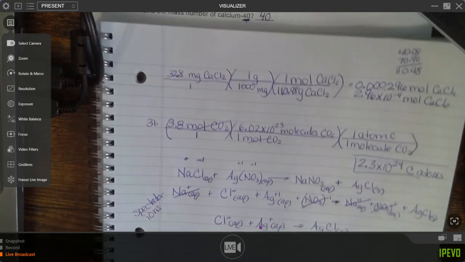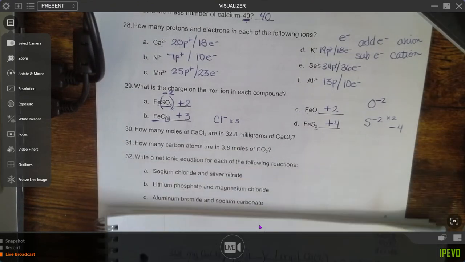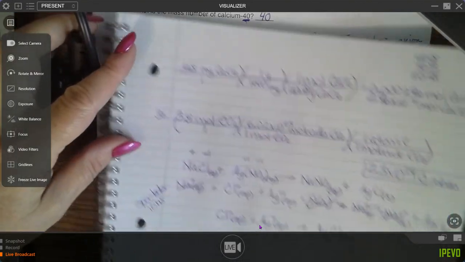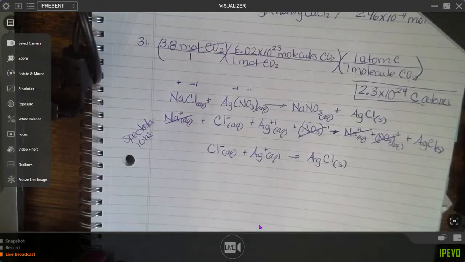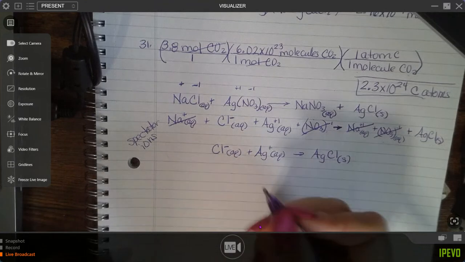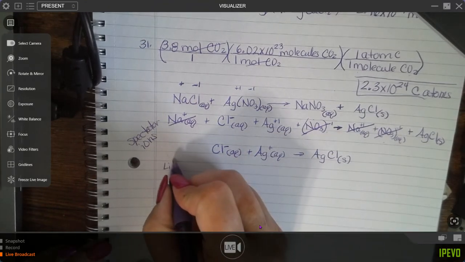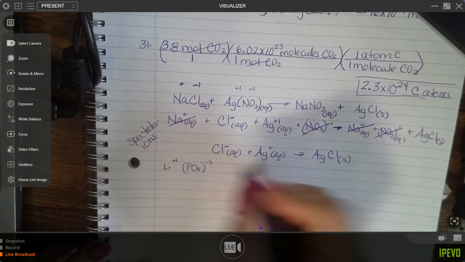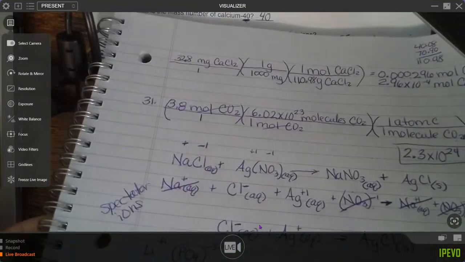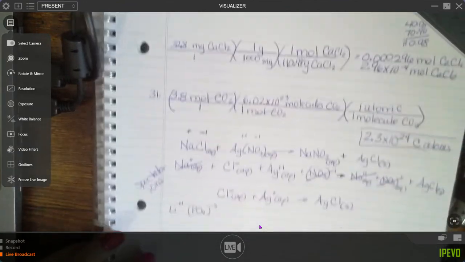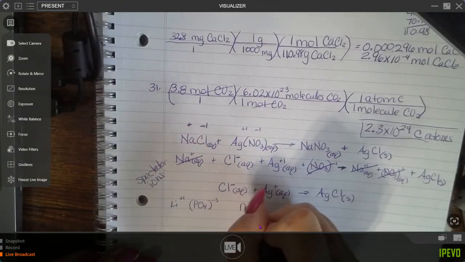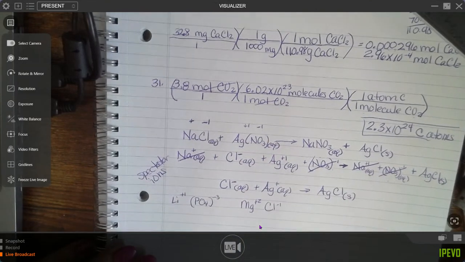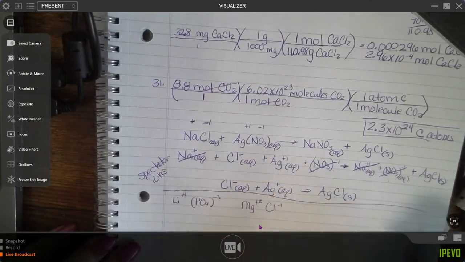All right, so there's two more examples of these. Let's see, lithium phosphate and magnesium chloride. Okay, so let's do this. So lithium phosphate, let's just write these down. Lithium's +1, phosphate is PO4 -3. Lithium phosphate and magnesium chloride. Magnesium is +2, chlorine is -1. Okay, so that just kind of tells us where we're starting.